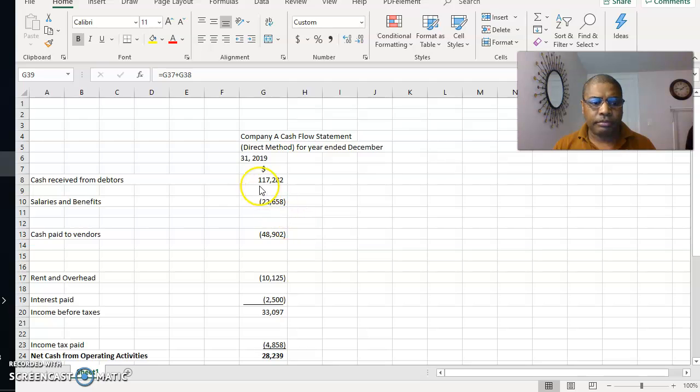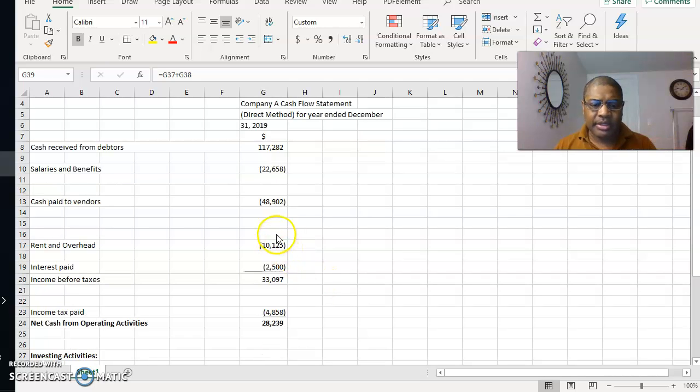We take the cash received from debtors and we put it in the cash flow, then the salaries and benefits, the cash paid to vendors, rent and overhead expenses generally, and we deduct them, interest paid, then the income tax paid. Now, this is equivalent to the cash basis in terms of preparing your accounts. There's no adjustment to make. So this is just cash.